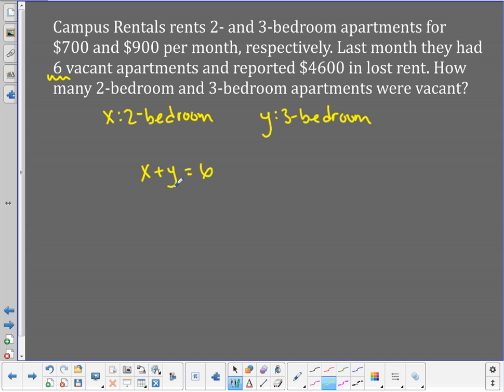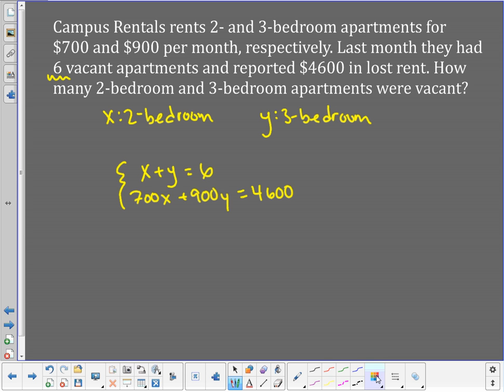Okay. Then I also have the money. I have $700 for each 2-bedroom and $900 for each 3-bedroom. And together they lost $4,600 in rent. So that's 700X plus 900Y is equal to $4,600. So that is the system that I'm working with. That's what I need to solve.